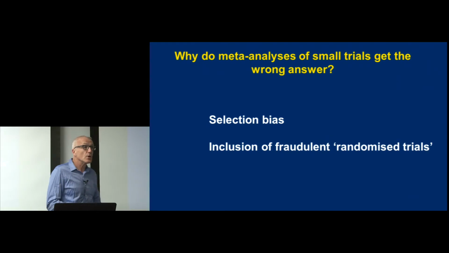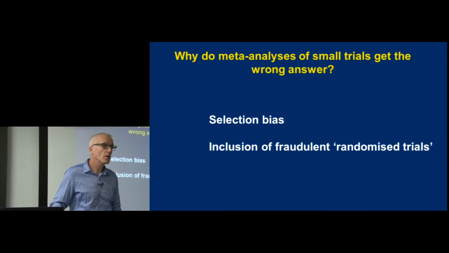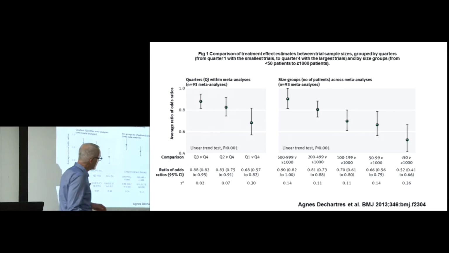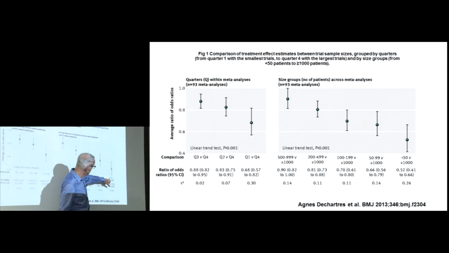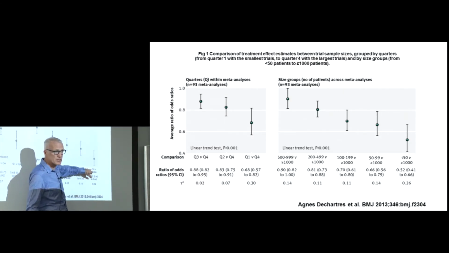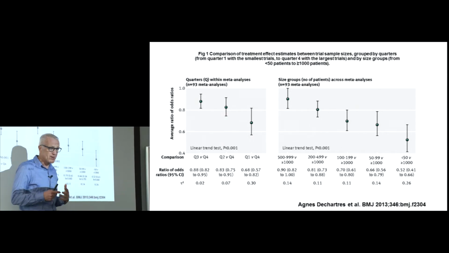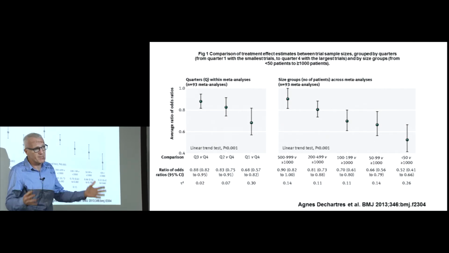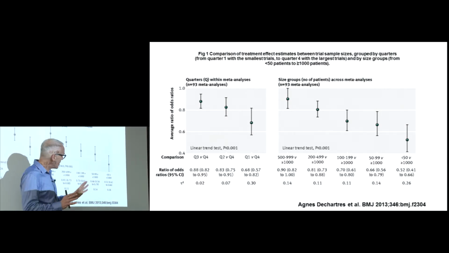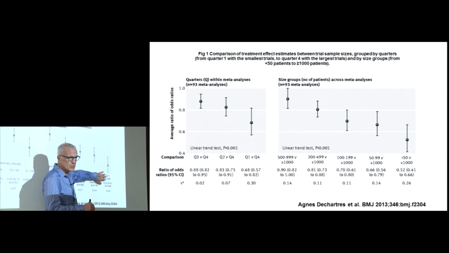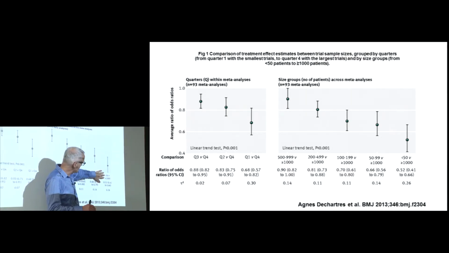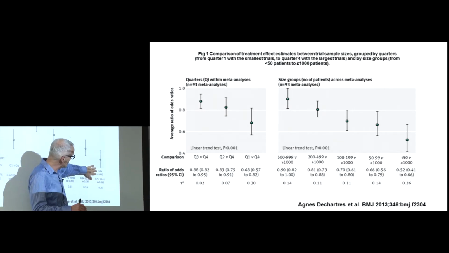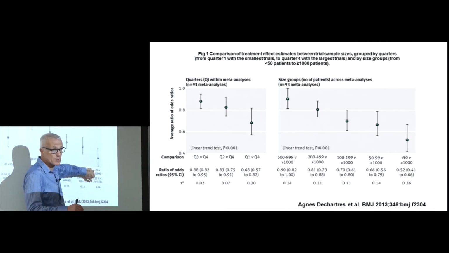But what do you mean by small trial? In this one, it was less than 50 patients. Really, it should be the size of a trial. The most important thing is the number of outcome events, but it's usually proportional to the number of patients, because the event rates are within a range. So this is less than 50 patients compared to 1,000 patients.